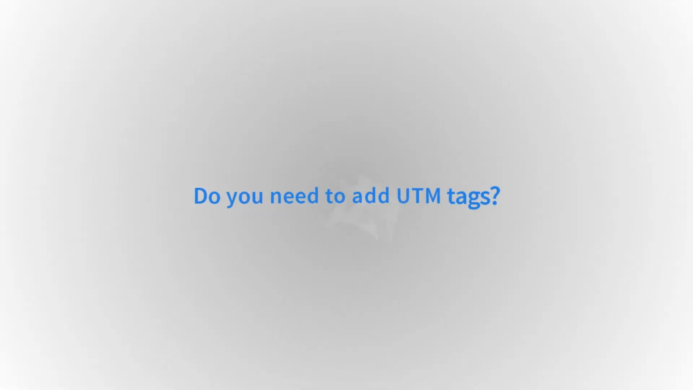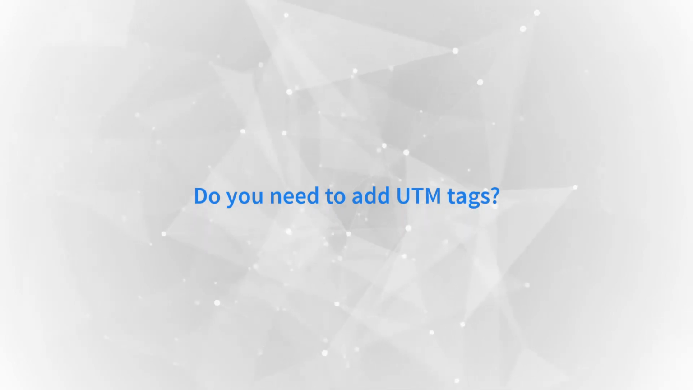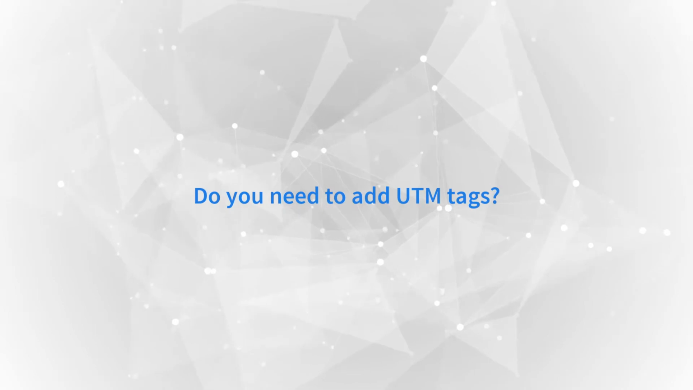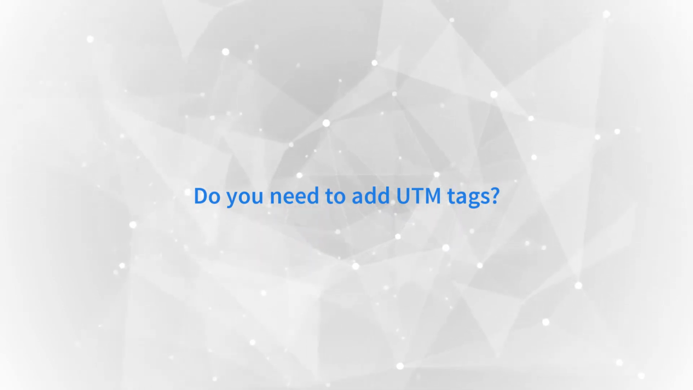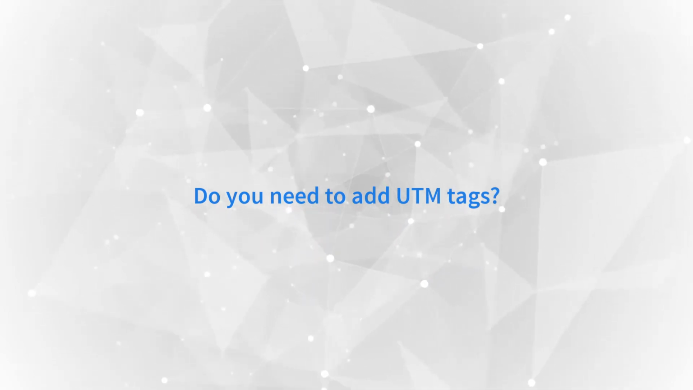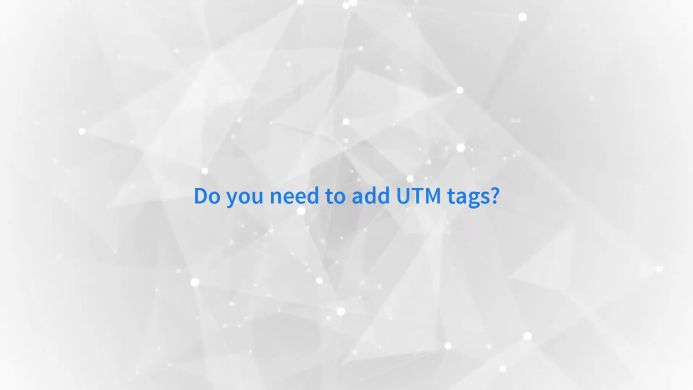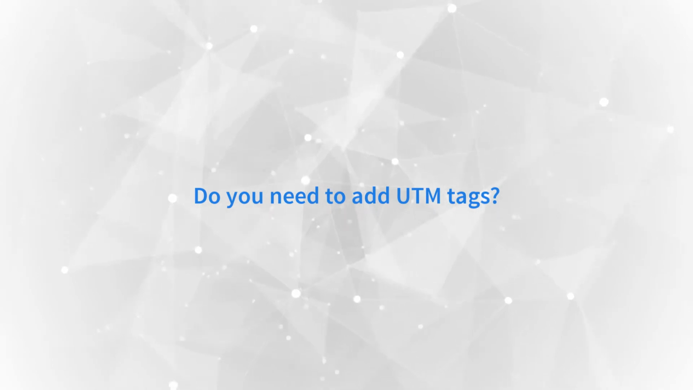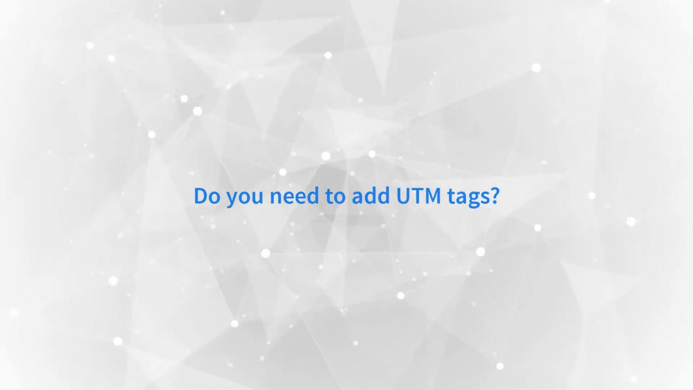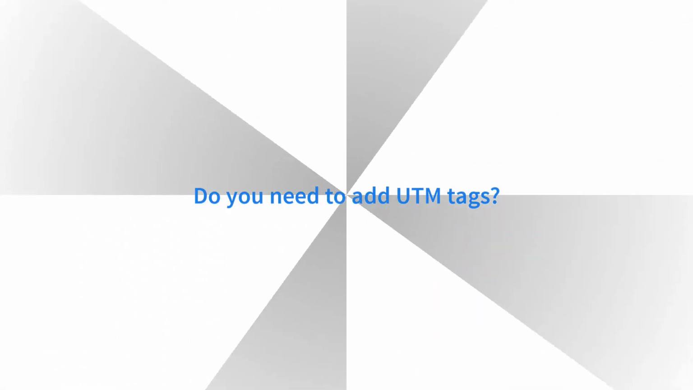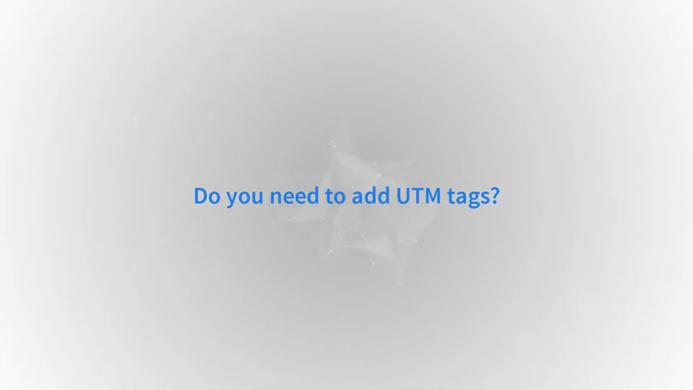Do you need to add UTM tags? So when you post links to your website on social media, do you need to include UTM tags to be able to track the data in Google Analytics? The answer is no. When a user clicks on a link from a social network, it will show in your Google Analytics data as a referral. The medium will be referral, and you can identify the network by viewing the source. The source will display as the URL. So for example, it'll be twitter.com or facebook.com.